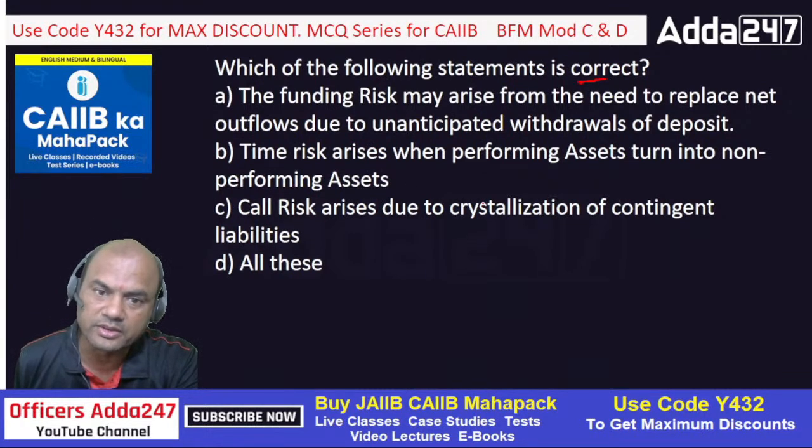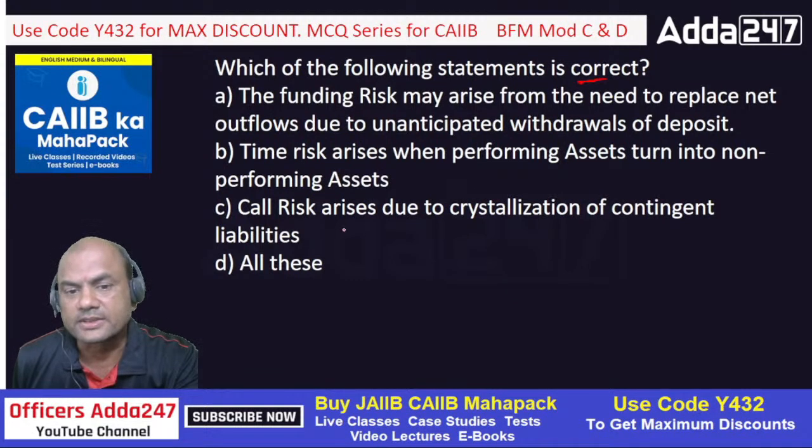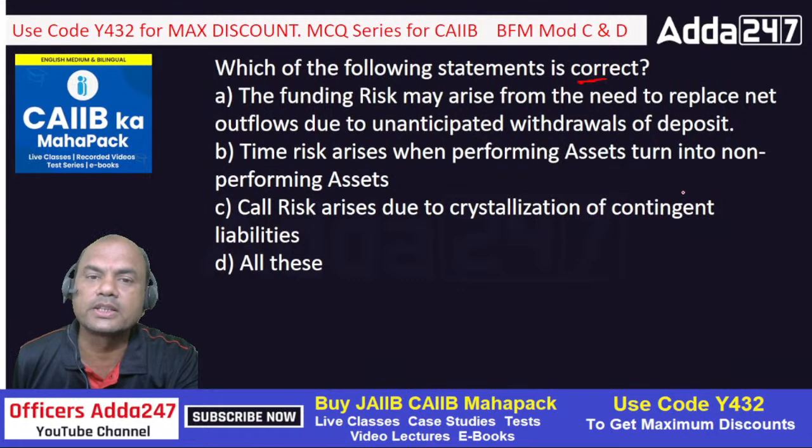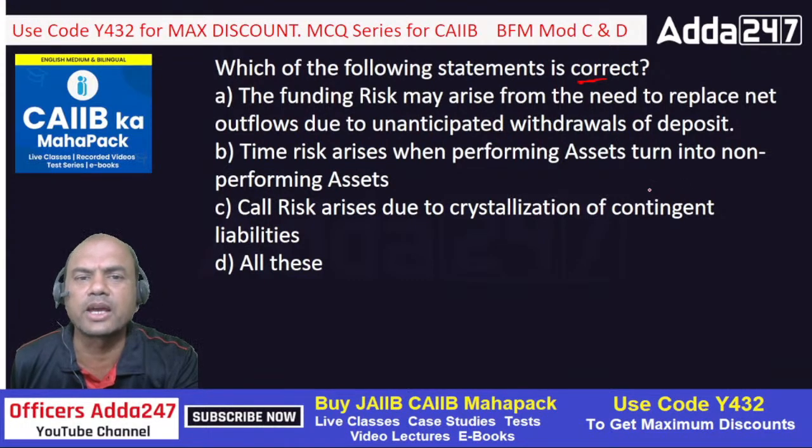Now what do you mean by this? Crystallization of contingent liabilities. What are contingent liabilities? Contingent liabilities means, suppose let's say I give a guarantee. There are three to four types of contingent liabilities. Mainly, there can be many, but the two main ones are bank guarantee and LC, and also devolvement of loans. So these are the main contingent liabilities.